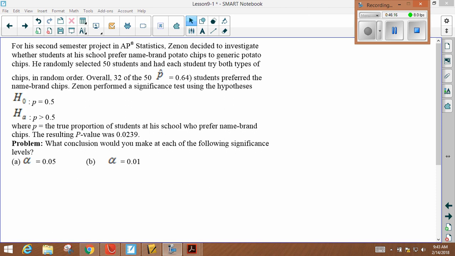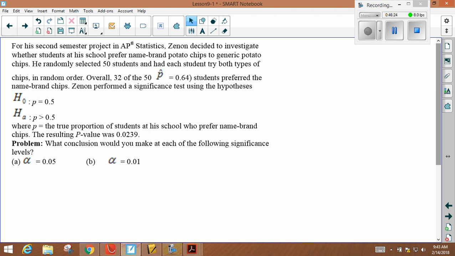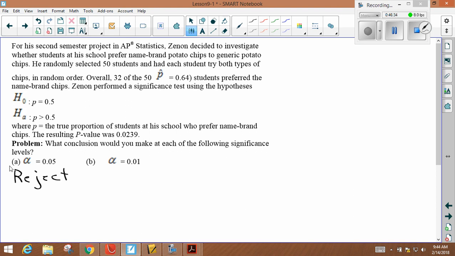Fantastic. He got a p-value of 0.239. So what conclusion will you make at each of the following significance levels? Not a very difficult example. At the 0.5 significance level, we would reject the null hypothesis, right? But at the 0.01 level, we would fail to reject.